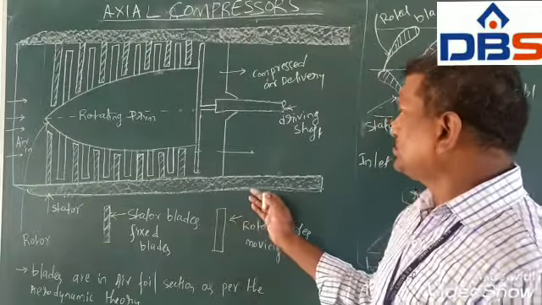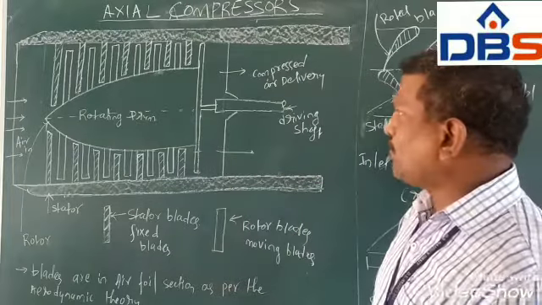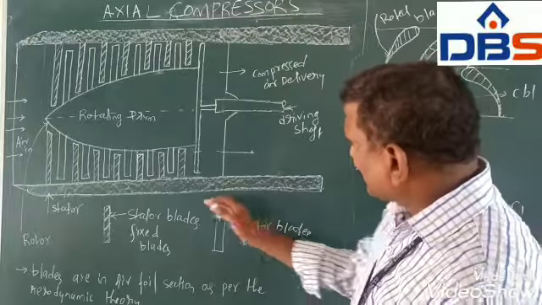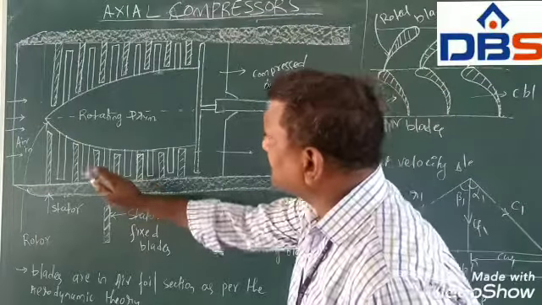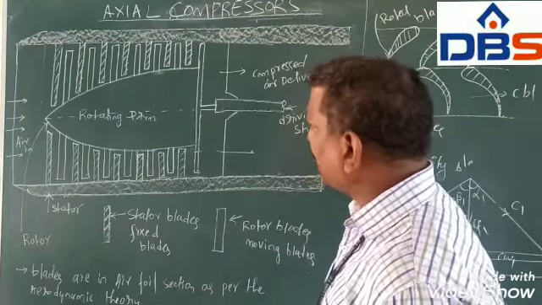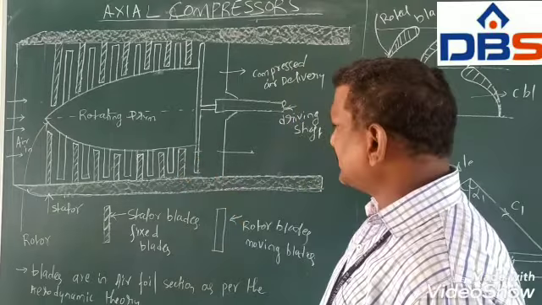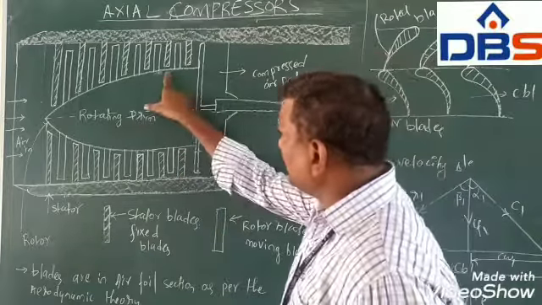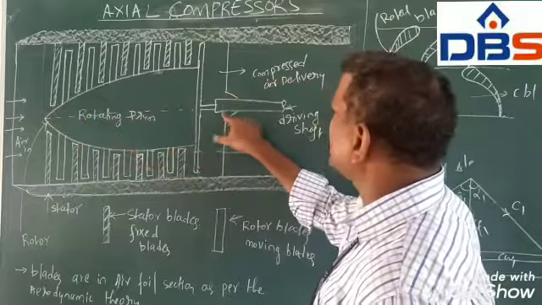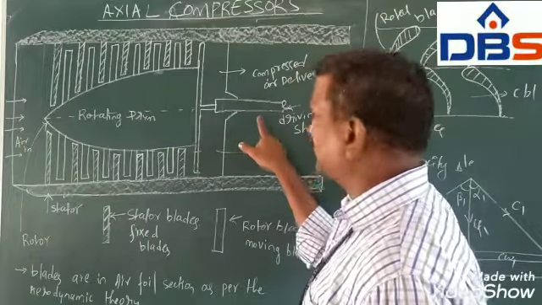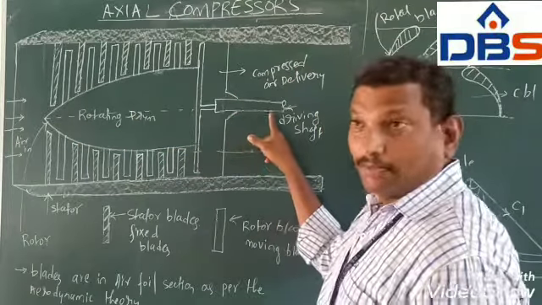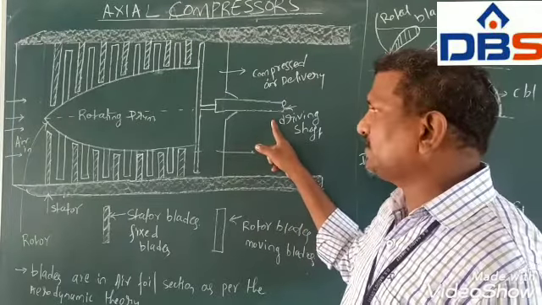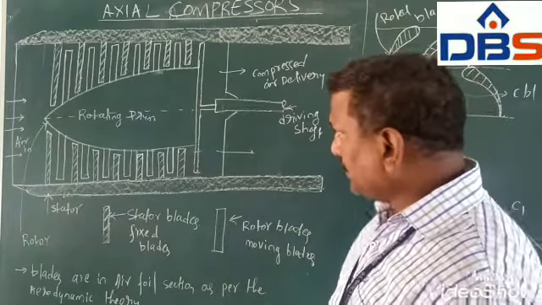If you see the schematic diagram of the axial compressor, we can find that certain blades are mounted to the rotating drum and certain blades are mounted to the casing. This rotating drum is coupled to the driving shaft. This driving shaft is coupled to the prime mover or any other electrical motor.